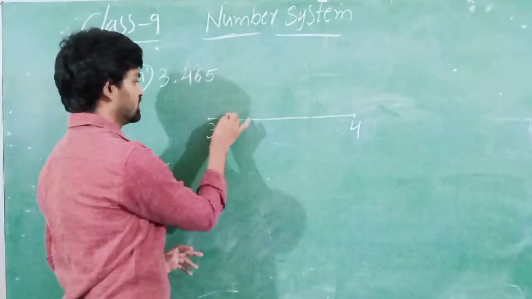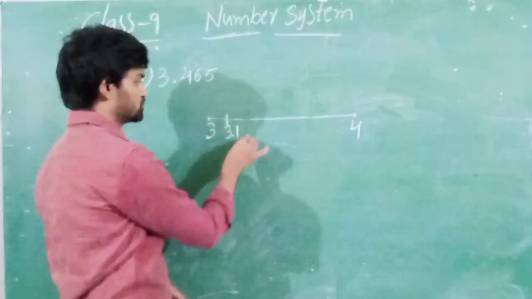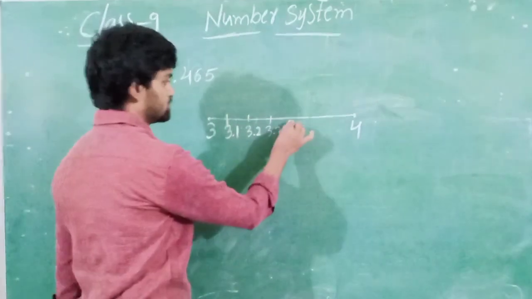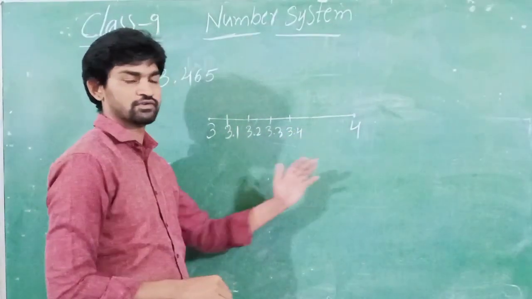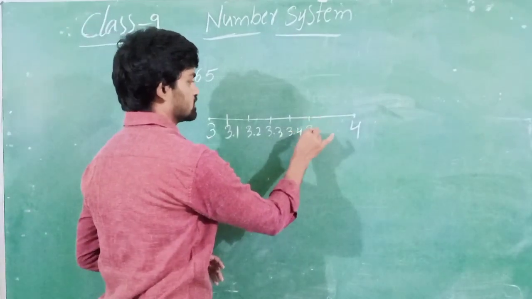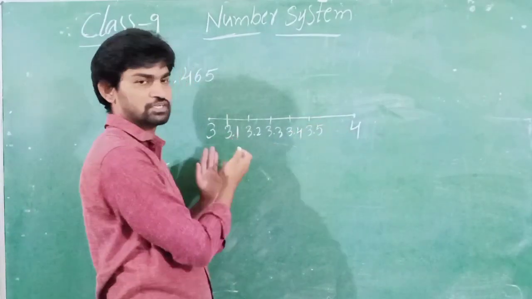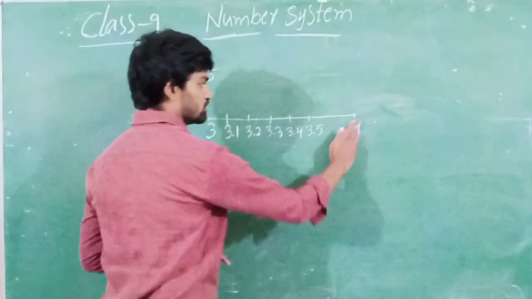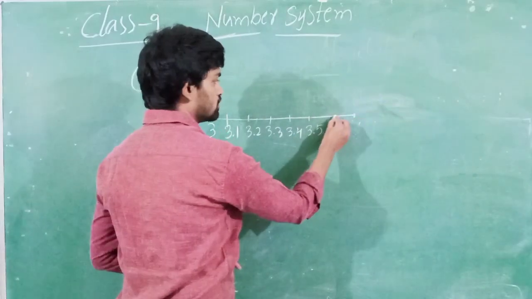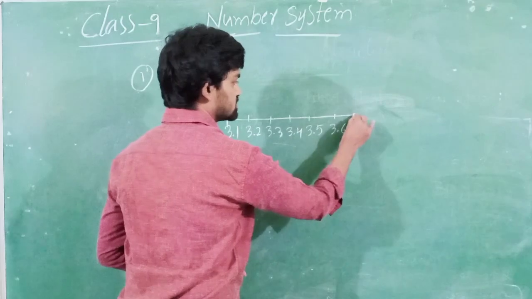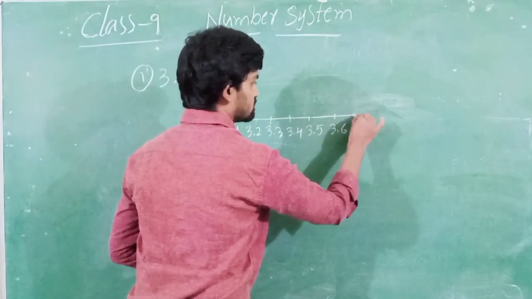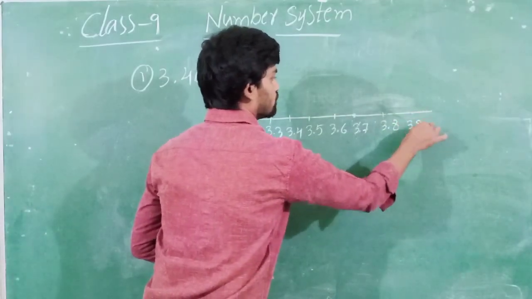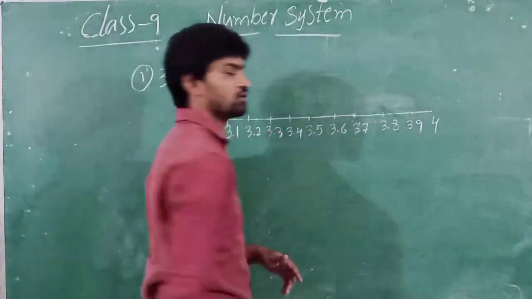Now in between we will be having 3.1, 3.2, 3.3, 3.4. Equally we have to divide. 3.5. You can assume 1 centimeter in between. Take the scale as 1 centimeter and draw these points on the line. So after marking, I will write 4. Here 3.6, 3.7, 3.8, 3.9, and here comes 4.